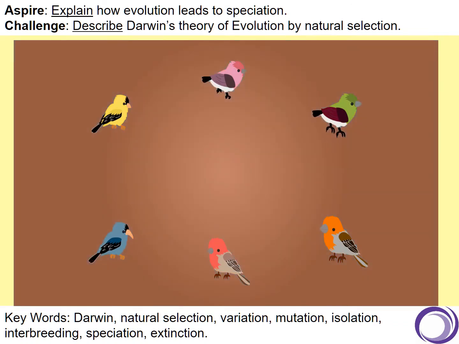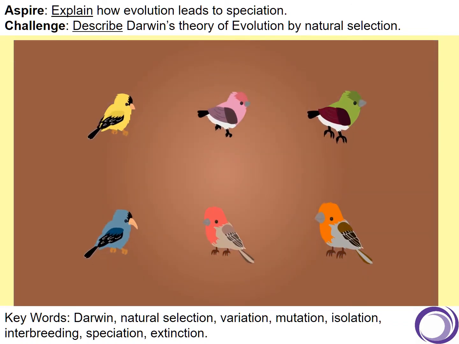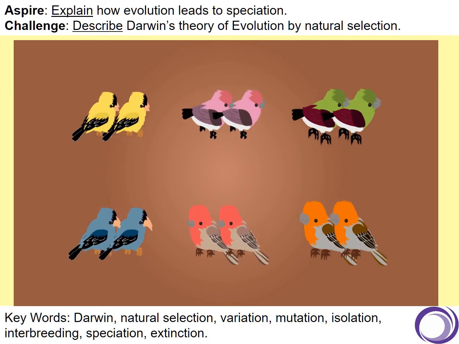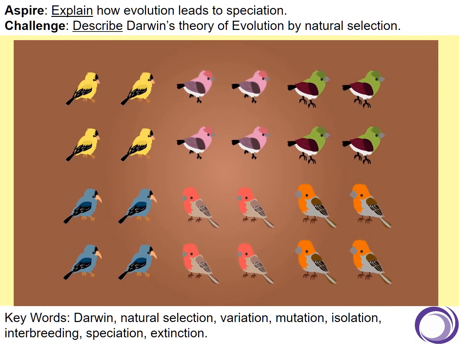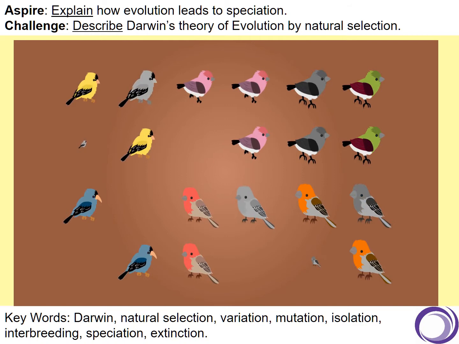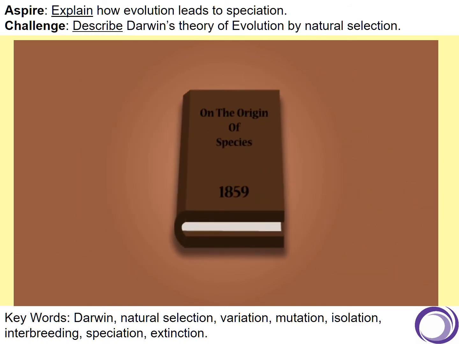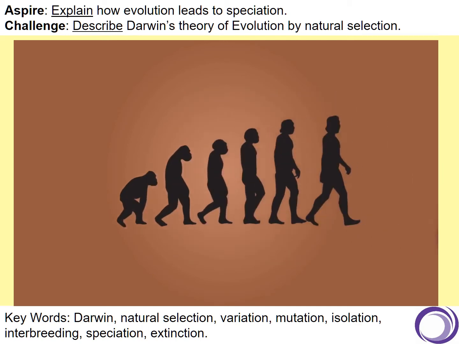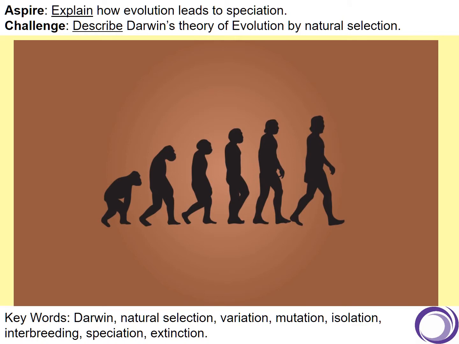Darwin proposed that the variations seen both within and between the finch species arose by chance. Variations which gave any individual a competitive advantage made them more likely to survive and therefore reproduce, outcompeting those with less advantageous characteristics. Darwin called this theory natural selection, and he published it in his book On the Origin of Species in 1859. Evolution by natural selection is now widely agreed to be the most accurate theory to explain the origin and diversity of all life on Earth.